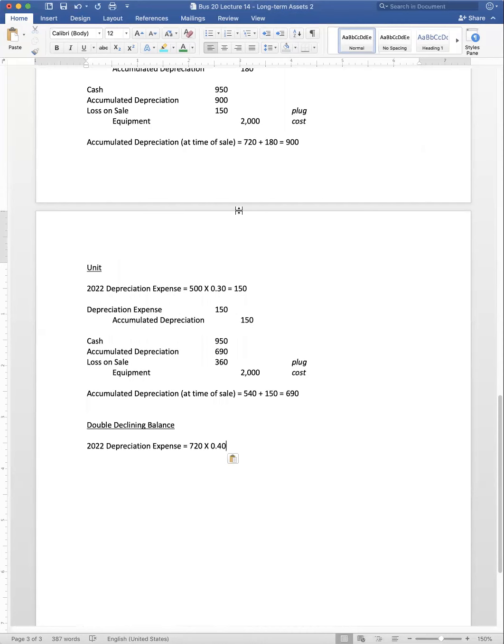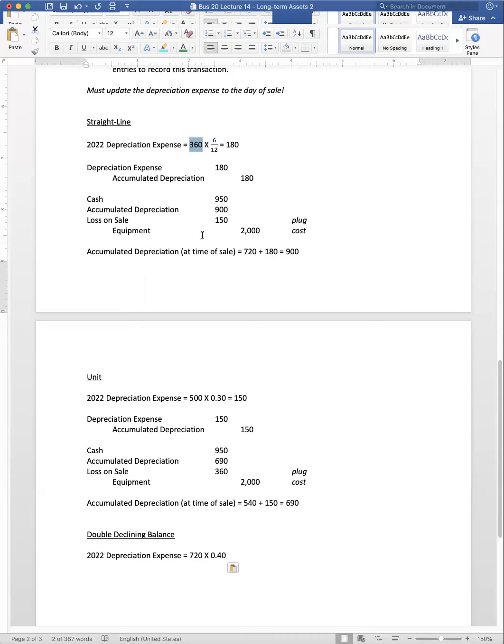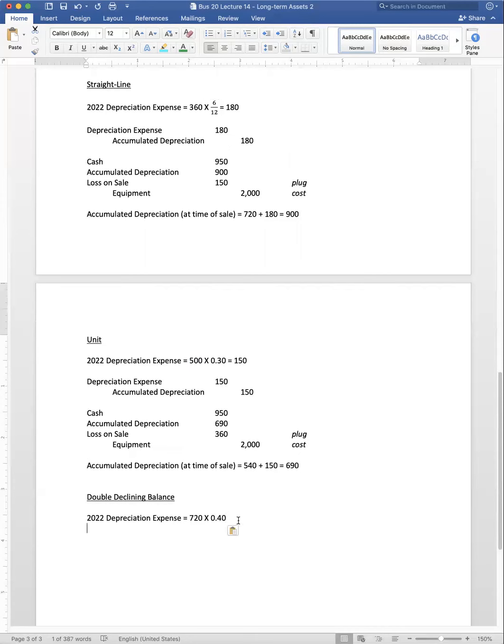Okay, now back here with straight line, we multiplied by 6 over 12 because the 360 represented an entire year's worth of depreciation. With the unit, we did not multiply by 6 over 12 because the 500 already represented only 6 months, so it was already incorporated there. Do I need to multiply by 6 over 12 here? All right, well, here's the key. Is this a full year of depreciation? Well, let's think about it.